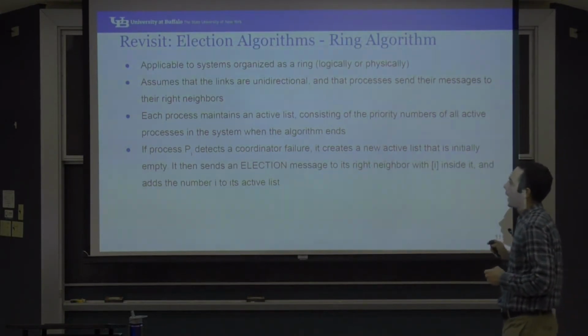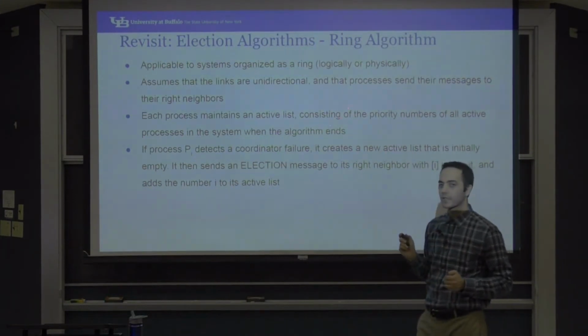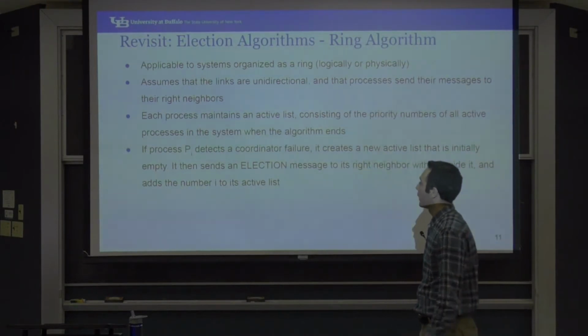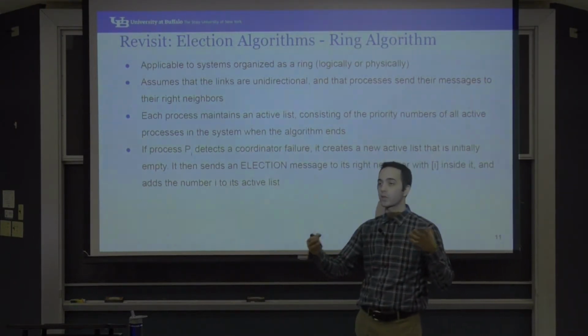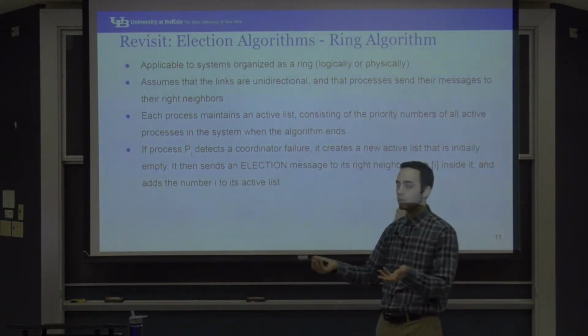And then each of the processes keeps an active list of all the processes so that they know who exists, all right? Because if they know who exists, they can also tell who has the highest priority, and then they can pick them as the coordinator, right?